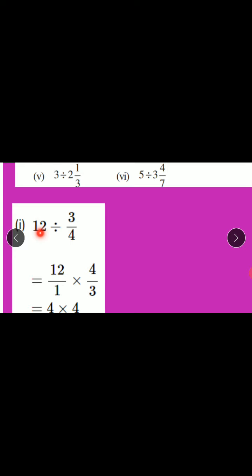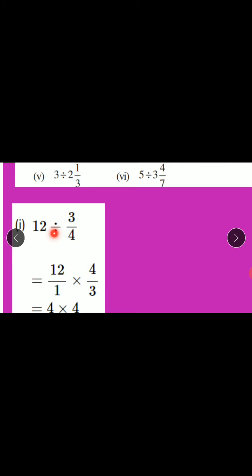Actually, what is the dividend? 12. It's a whole number. So the whole number can be written in the form of a fraction by placing the denominator 1. Whole number 12 can be written as a fraction by placing the denominator 1. We are not changing the value of this, we are just copying. So when you are going to divide the fractions, copy down the dividend as it is.